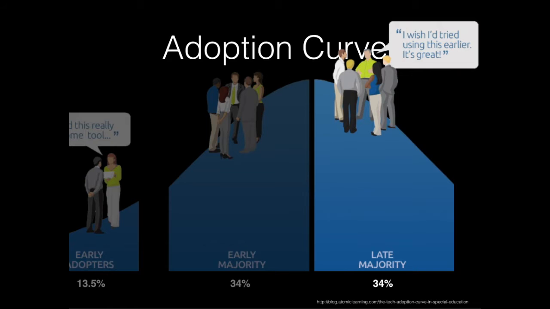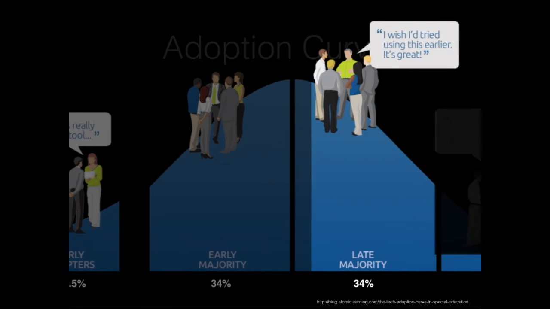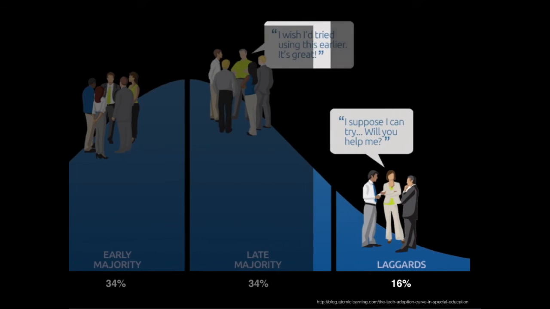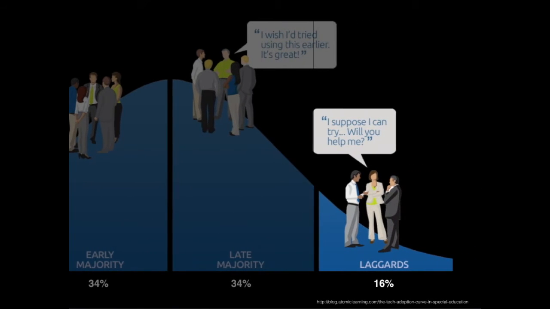The last group, which makes up 16% of the population, is the group of the laggards. The laggards are the skeptics. This last group is only grudgingly forced to use the technology when they have no choice but to adopt it.